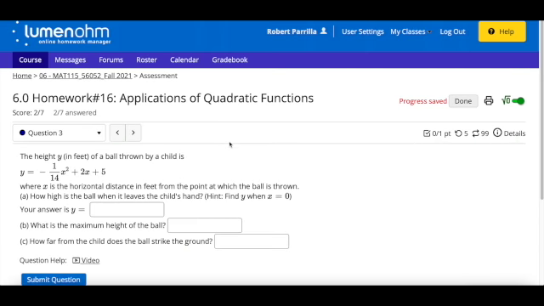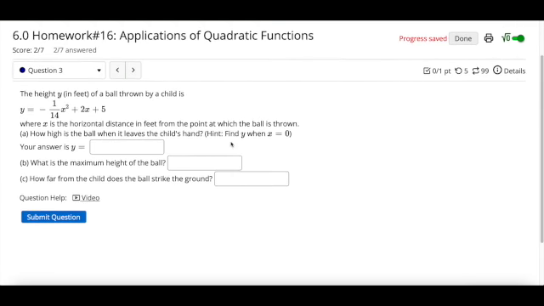This is going to be a projectile problem, simple physics problem. You see them in every physics textbook in the world, and it's about a ball thrown by a child. The child is a few feet tall. It'll leave the child's hand at 5 feet, and it's got gravity acting on it. That's the first term. And the initial speed that the child threw it is the second term. And it wants to know a couple things.